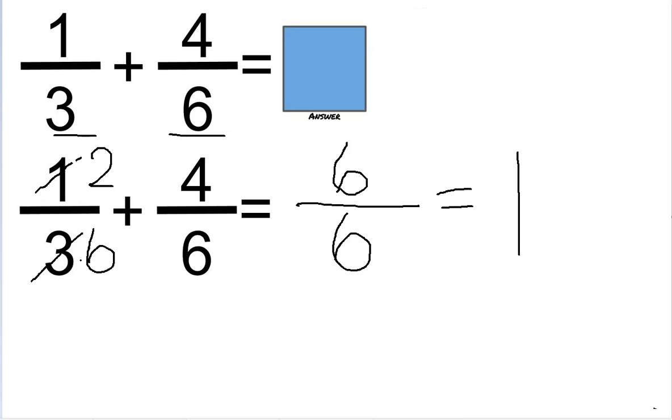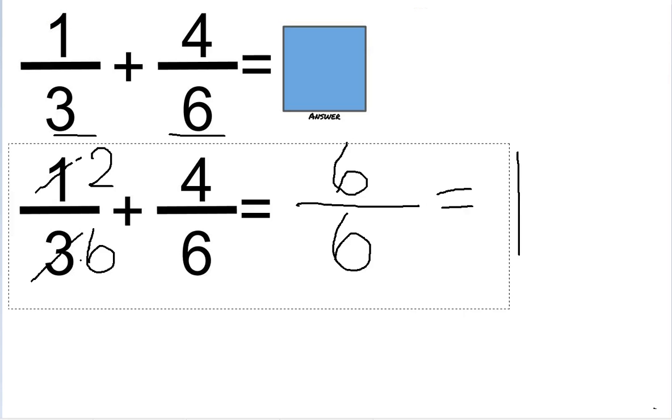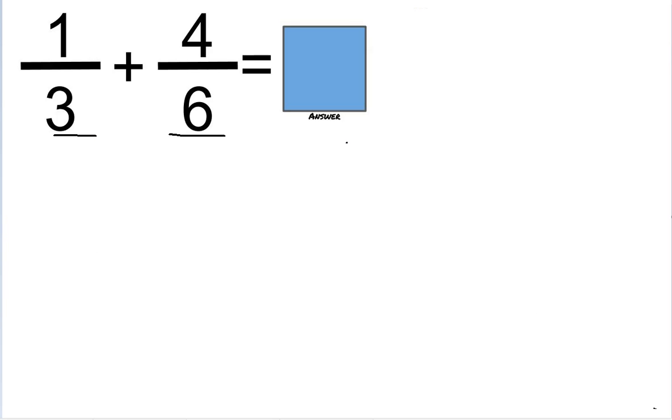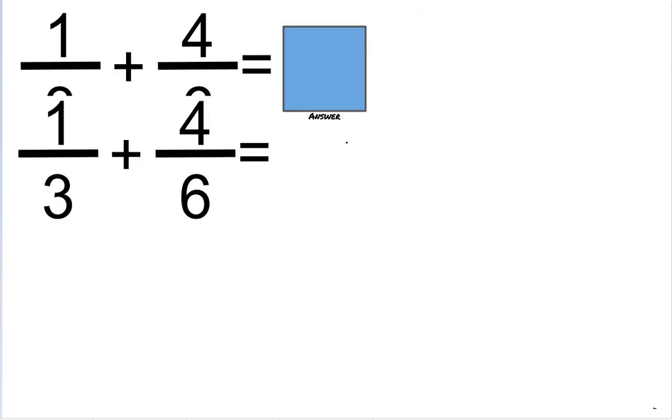I can also look at this as a division problem. 6 divided by 6 is equal to 1. That's one way to solve the problem. Perhaps you solved it a different way, and if you did, your problem may have looked like this. So I'm going to start fresh again.